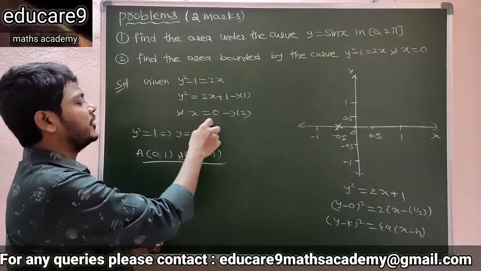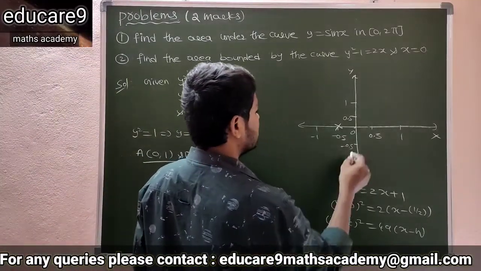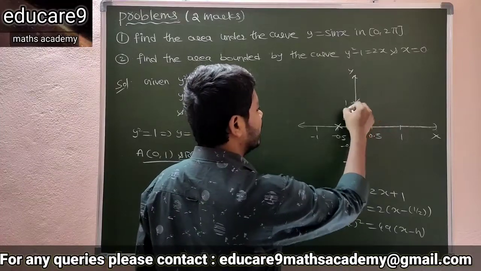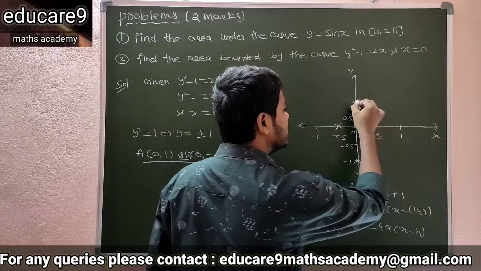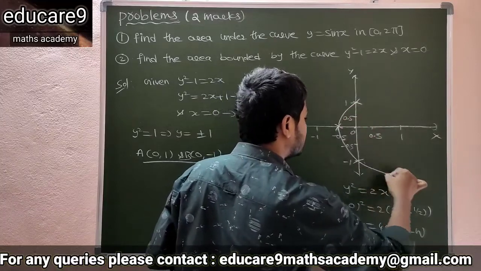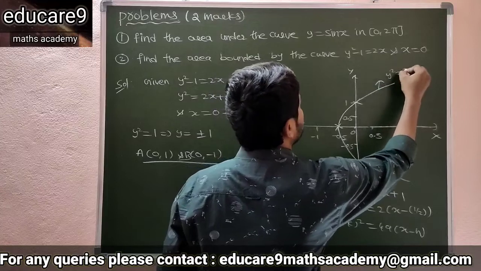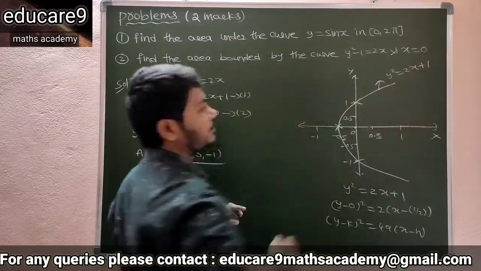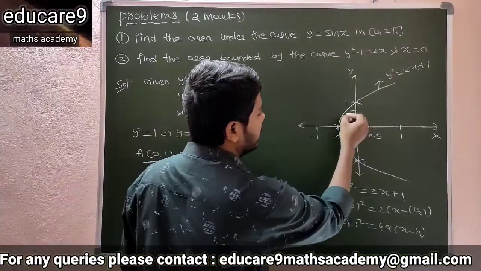And what are the points of intersection? 0 comma 1, 0 comma minus 1. So this is the given parabola, that is y² equals 2x plus 1. Now you need to find this area.